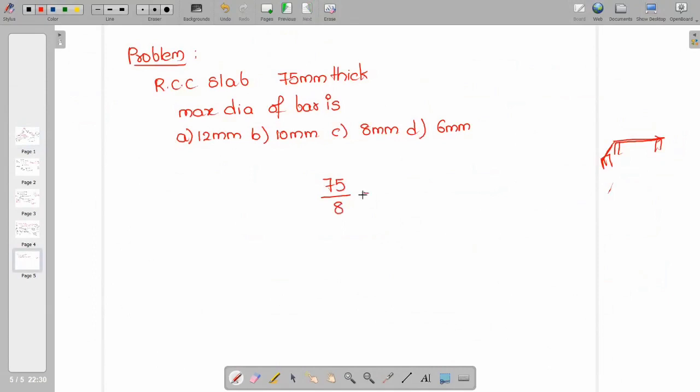This is the mistake you will do. So, it will be around 9.375, I think. Sir, most of the people you told it is 10 mm. 10 mm is absolutely wrong because dia of bar cannot be more than 9.37. So it can be 6 or 8. Out of 6 and 8, which is maximum? 8. Sir, this is the mistake usually people will do.